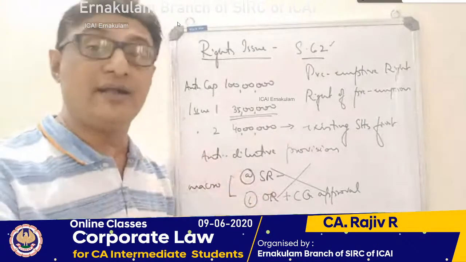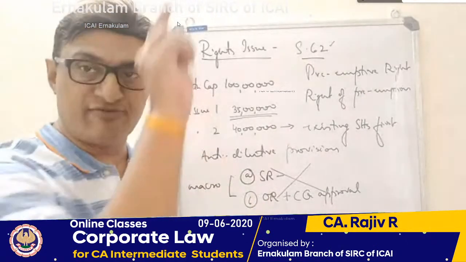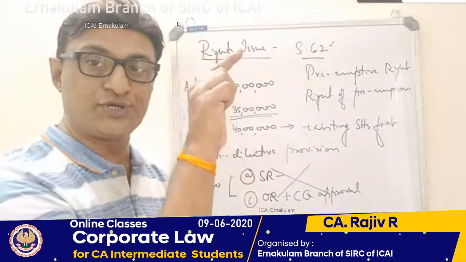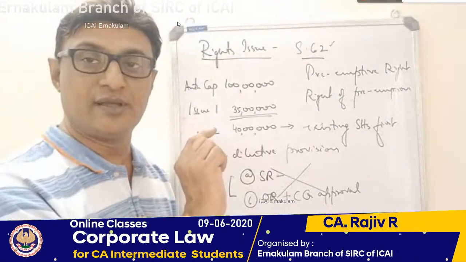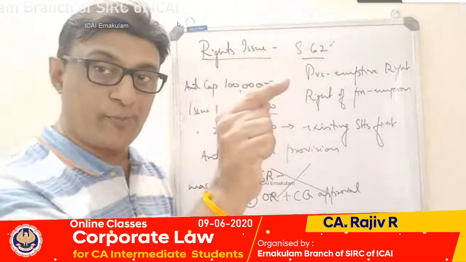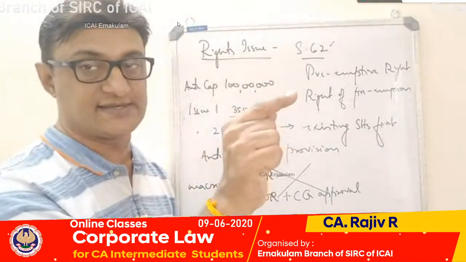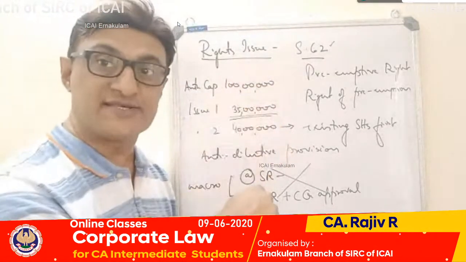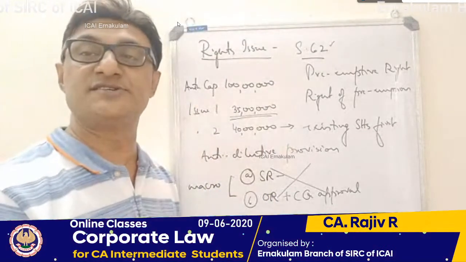Where you can't get them, it is like a flow chart. Special resolution, yes, go public. No special resolution, ordinary resolution, central government approval obtained, yes, then go public. Otherwise, offer it to the existing shareholders.